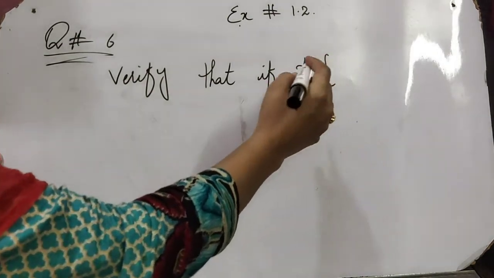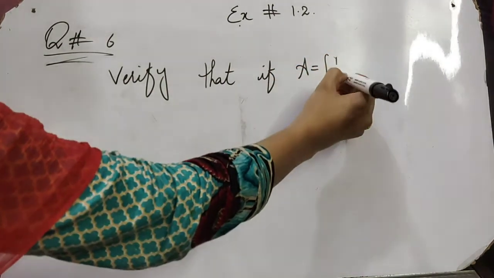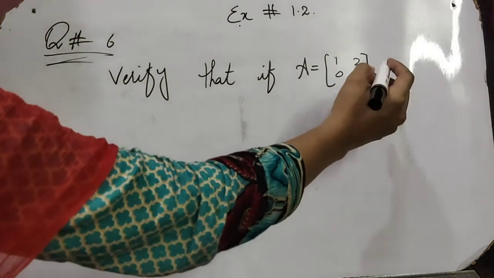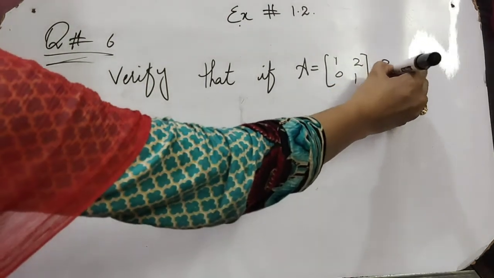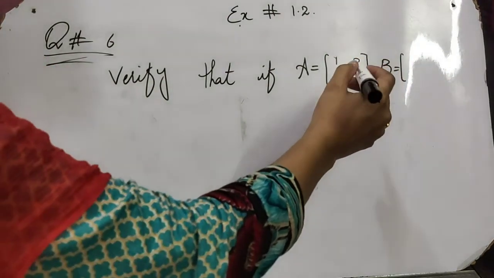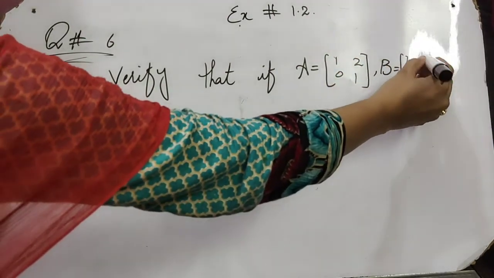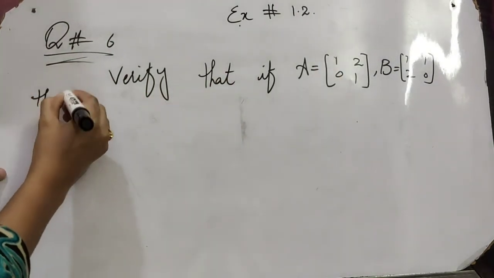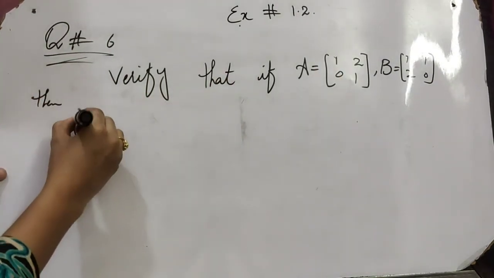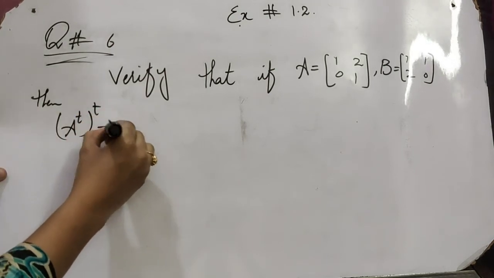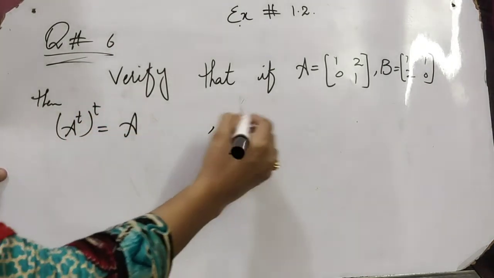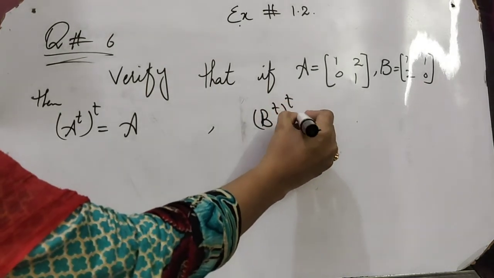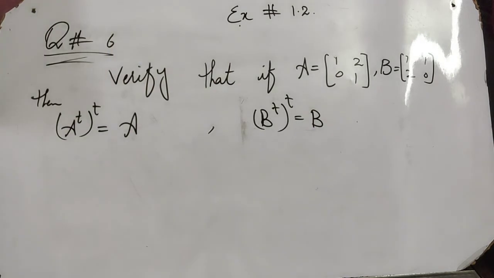A is equal to 1, 0, 2 and 1, and B is equal to 1, 2, 1 and 0, then A transpose whole transpose is equal to A, and B transpose whole transpose is equal to B.